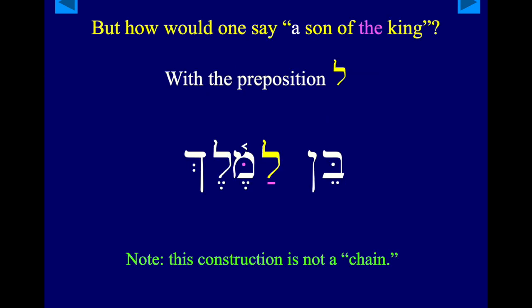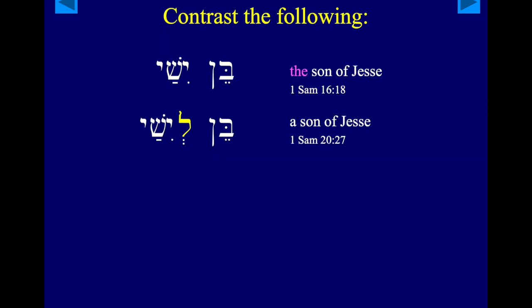Note this construction is not a chain. This is a prepositional phrase. Lamed here is a preposition. Preposition means a word that relates to things in terms of time or space. So Bain Lamelech, a son of the king, right? The son is related to the king.